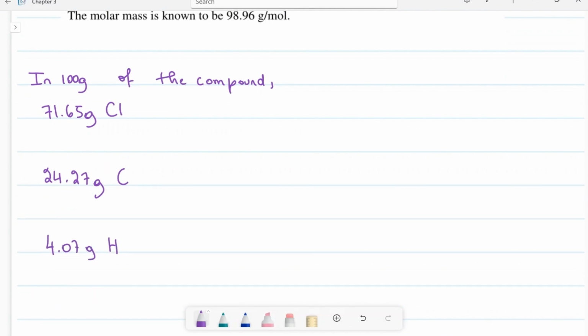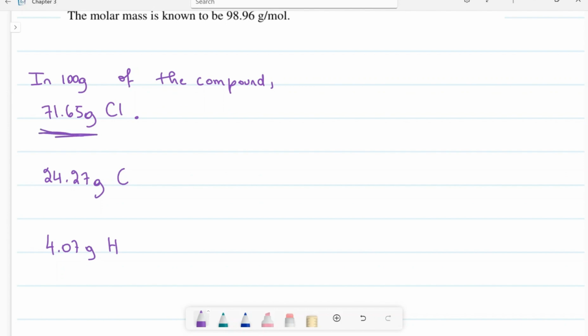Now, what do we do with these numbers? We use them to find the moles of chlorine, the moles of carbon, and the moles of hydrogen. So if we go up to the periodic table, we notice that the molar mass of chlorine is 35.45 grams per mole. So we use this.